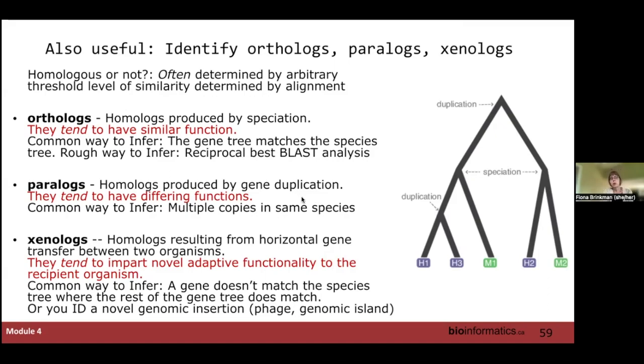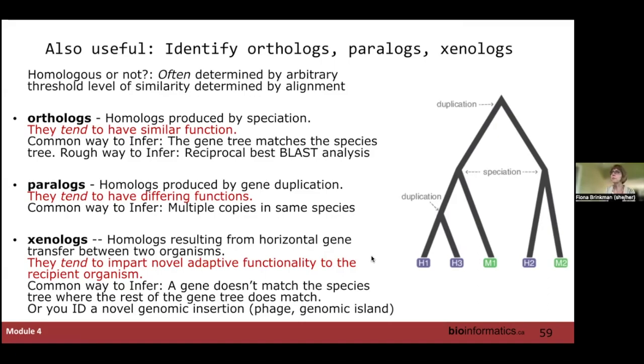So in short, they tend to have differing functions, and a common way you infer them literally is you see multiple copies in the same species, and where the positioning of those are in the genome. But the other one that we get very interested in microbial analysis and genomic epidemiology is xenologs, or homologs resulting from horizontal gene transfer. Those are really interesting because they tend to, and I italicized the word tend for a reason, on average, impart some sort of novel adaptive functionality to the recipient organism.